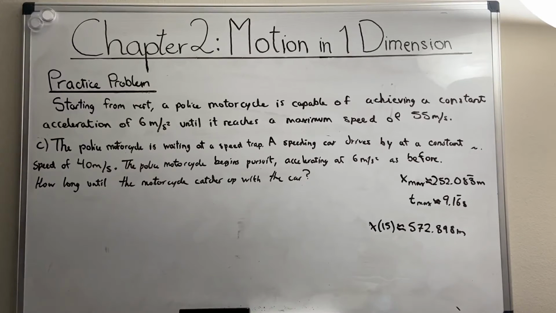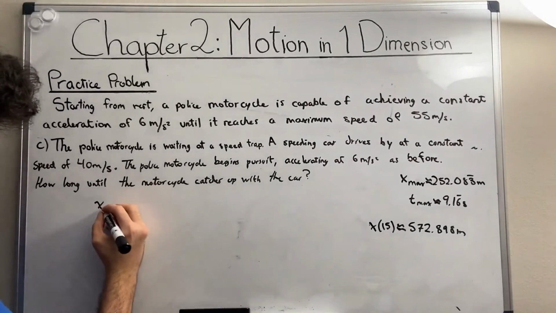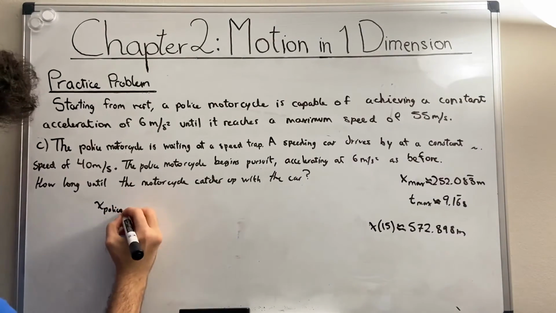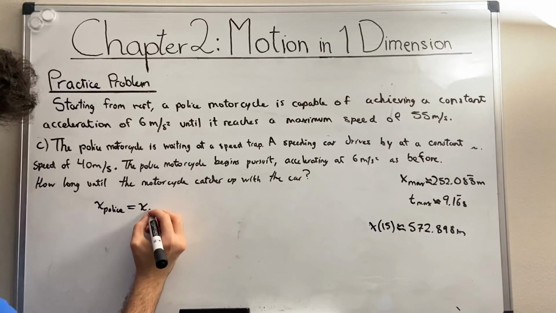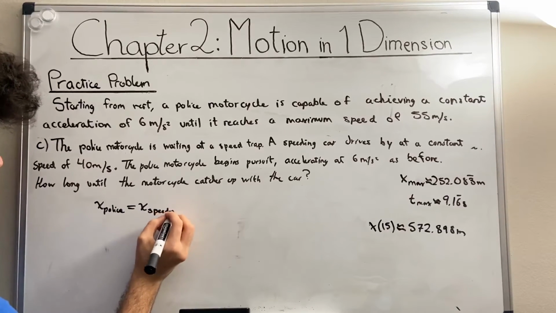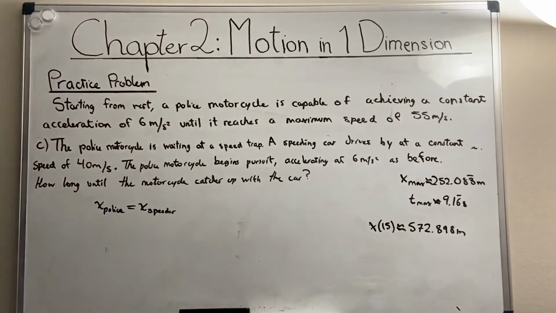Basically, the question's asking, when is the x of police, the position of the police, going to be equal with the position of the speeder, right? And that's a big hint at what we have to be doing. Now, the first thing that we need to consider is that the police's speed is fluctuating. It changes at least between 0 and 9.16 seconds. So we have to start by splitting up this question into two parts.